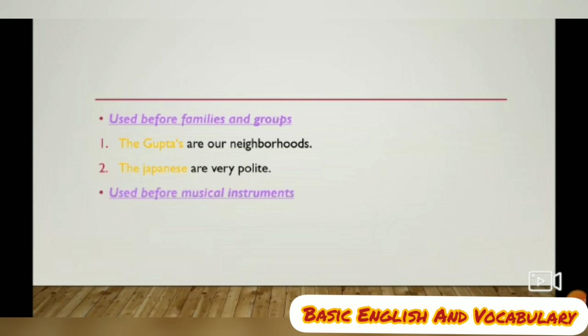And the next point is use before musical instruments. Musical instruments mean guitar, sitar, piano. So the examples are he plays the guitar. So guitar is a musical instrument here, that's why we use the. Next example is do you know how to play the piano? Here you can see that piano is a musical instrument, that's why we use the here.